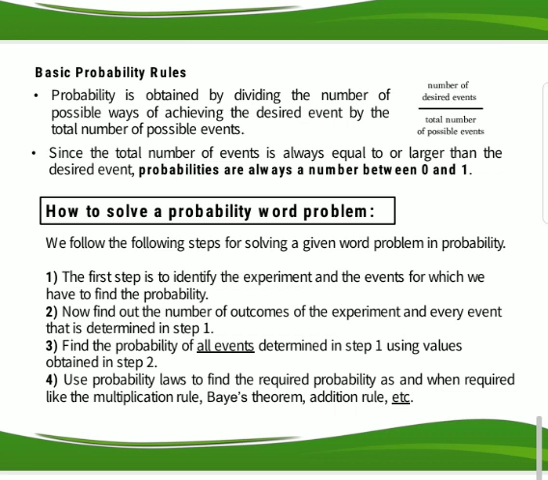How to solve a probability word problem? We follow the following steps for solving a given word problem in probability. The first step is to identify the experiment and the events for which we have to find the probability. Now, find out the number of outcomes of the experiments and every event that is determined in step 1. Find the probability of all events determined in step 1 using values obtained in step 2. Use probability laws to find the required probability as and when required, like a multiplication rule, Bayes' theorem, addition rules, etc.